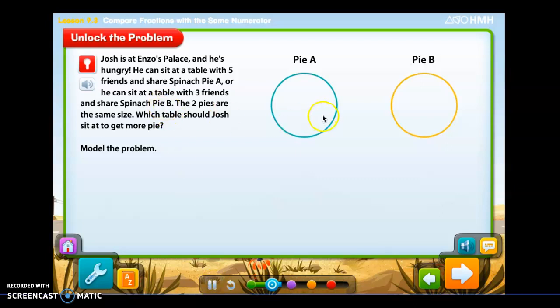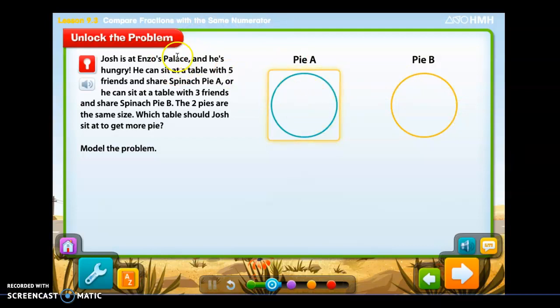Let's see how each spinach pie is divided. So I'm going to read it real quick. It says, Josh is at Enzo's palace and he's hungry. He can sit at table A with 5 friends, so 5 plus him is 6, and share spinach pie A, or he can sit at table B with 3 friends, so that's 3 plus 1 is 4, so 4 people here, and share spinach pie B, and the 2 pies are the same size. So which table should Josh sit at to get more pie?